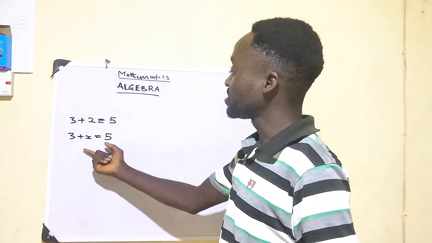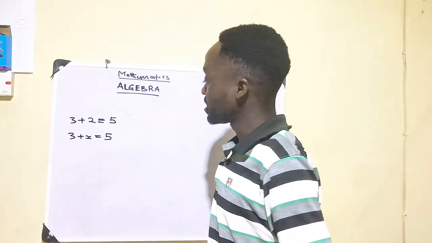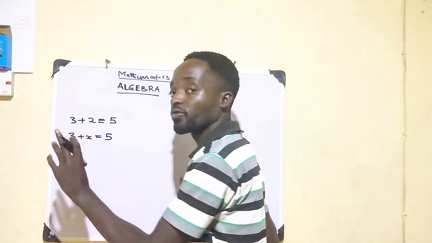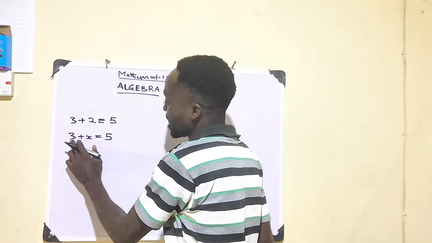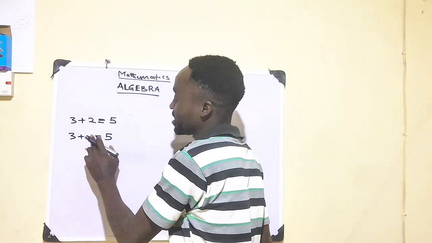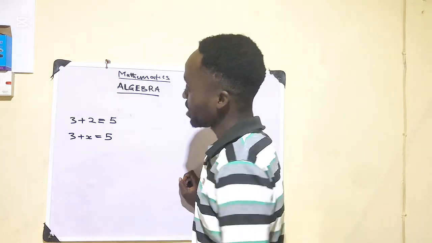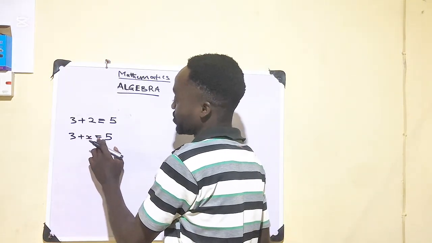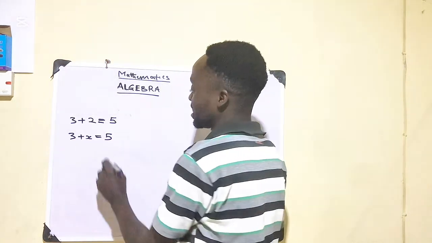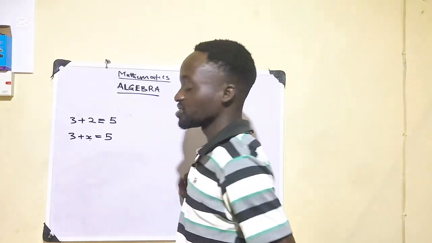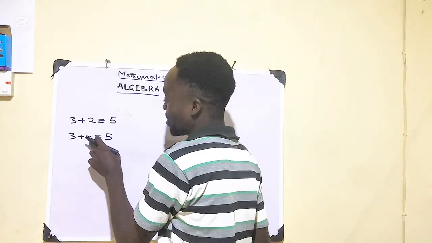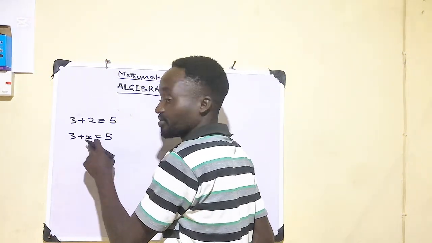At this place, this becomes algebra, because what I'm trying to tell you here is that if you carry 3 and add it to a certain number, the answer is going to give you 5. So what is that number? That is x. We represent it with the letter x. We don't know what that number is, so that's why we are using a letter to represent it.